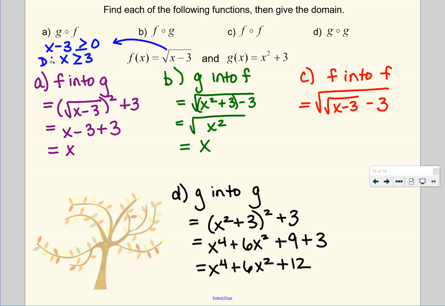Does g have any restrictions? g does not have any restrictions. Any of the compositions that use f now will only have domains greater than or equal to 3, with maybe more restrictions than that. If it doesn't use f, we don't have to worry about that restriction. So like letter A here, my answer was x. x doesn't have any restrictions, but we used function f to get that answer. So my domain is the same as that of function f, which is 3 to infinity, 3 with a bracket, infinity with a parenthesis, if we put that in interval notation. Letter B is going to be the same thing.